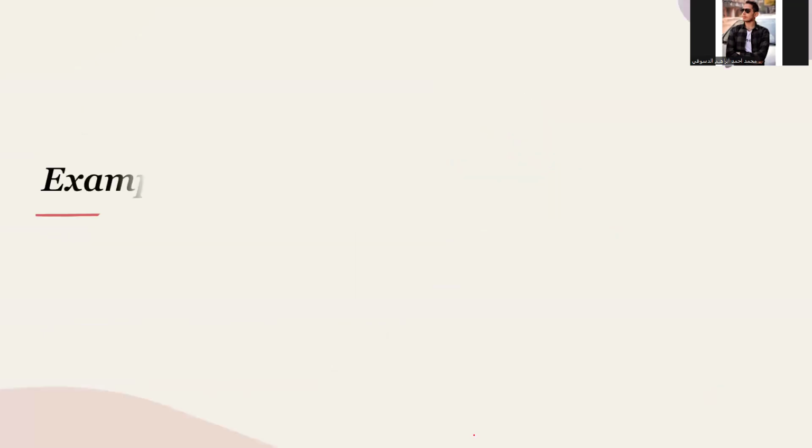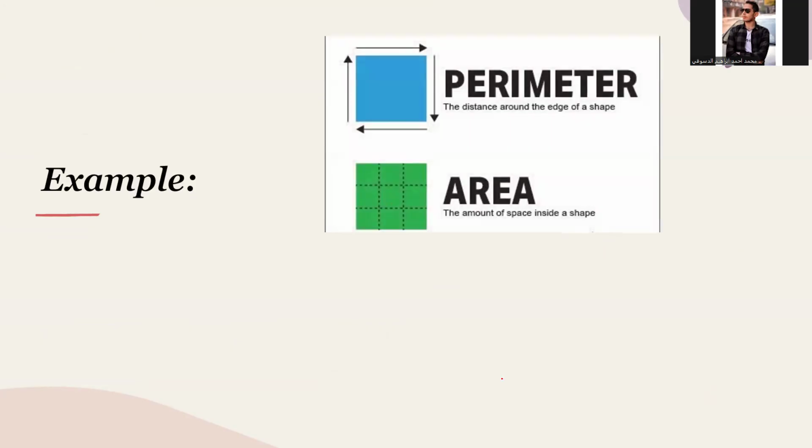Let's take an example to make it easier. You want the perimeter for this shape: it is the distance around the edges of this shape. So the perimeter for this shape is this side plus this side plus this side plus this side. But the area is the amount of space inside the shape. So this total surface is the area.